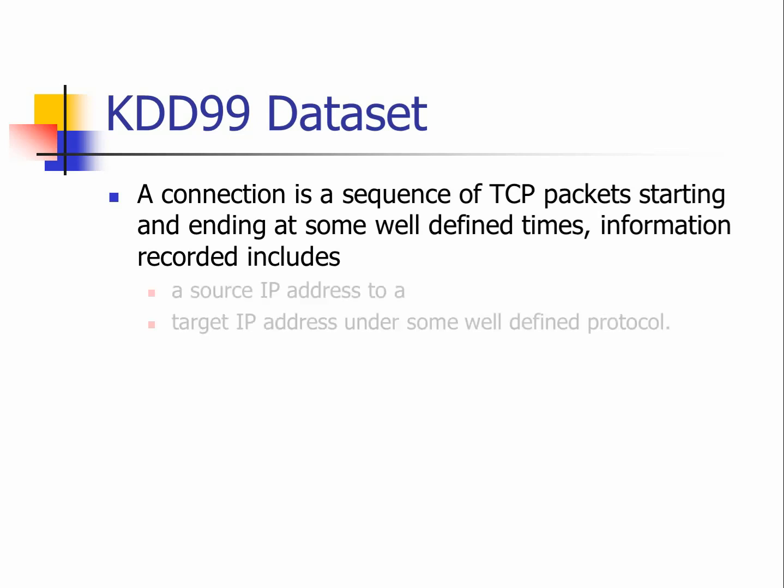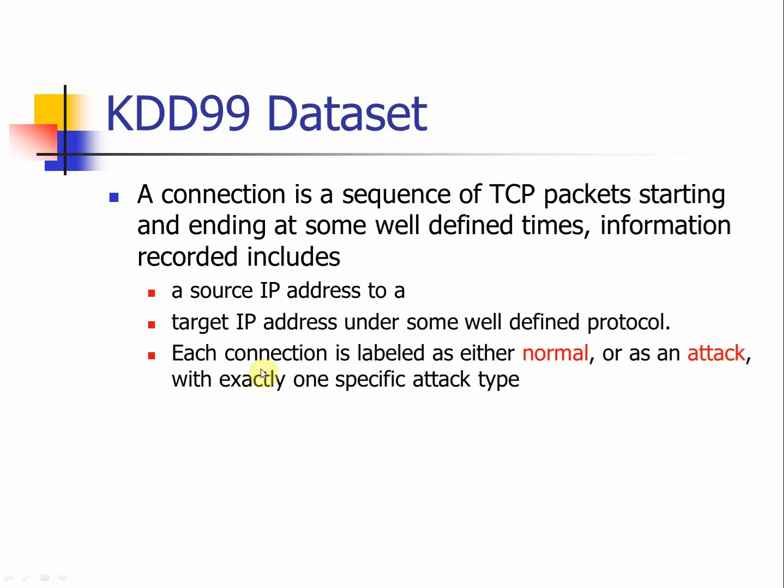The records include the following things. The data set looks like it has the source IP, where the connection comes from, and the target IP address it tries to connect to. And with each connection, they basically have a label, so it can be labeled as normal traffic or an attack.